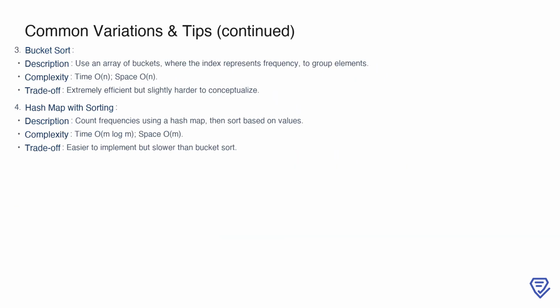Another highly efficient approach is bucket sort. Here, you use an array of buckets where the index represents frequency, grouping elements accordingly. This method is extremely fast, running in linear time, but can be slightly harder to conceptualize for beginners. Lastly, there's the hash map with sorting approach, where you count frequencies using a hash map and then sort the elements based on their frequencies. This method is easier to implement than bucket sort but slower due to the sorting step.